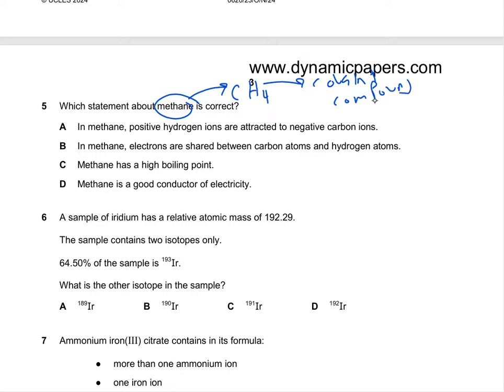Covalent compounds means sharing of electrons, and covalent compounds have a low melting point and low boiling point, as there are weak intermolecular forces between molecules which need low energy to overcome. Covalent compounds also do not conduct electricity.